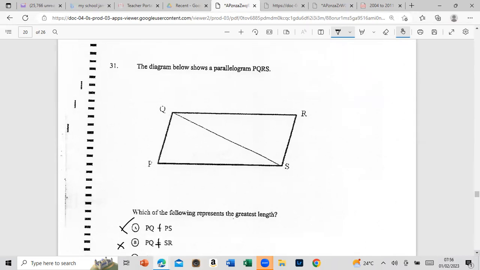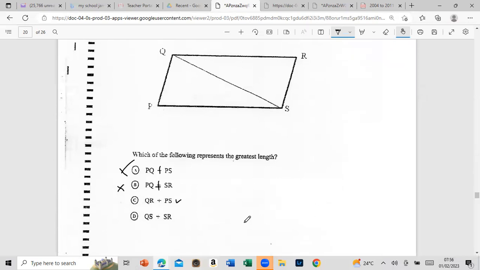I'm gonna go with C. So it's QR, which is this length, plus PS. These are two long lengths, the others are short. Alright, let me just double check QS, which is a diagonal, this is the longest overall, but plus SR, so this and this. So these two would be the longest. So I'm gonna go with C.